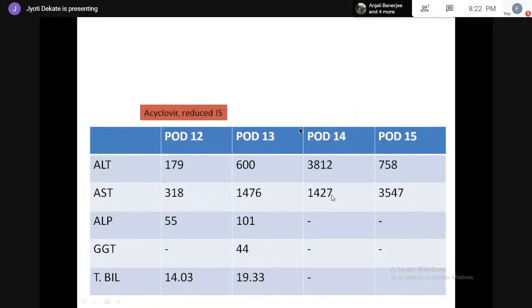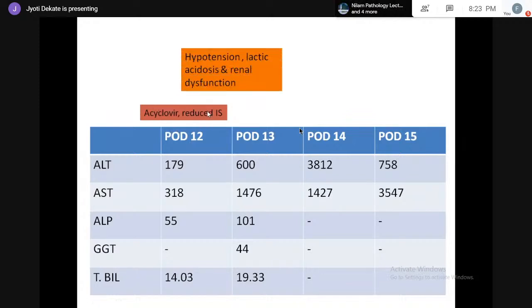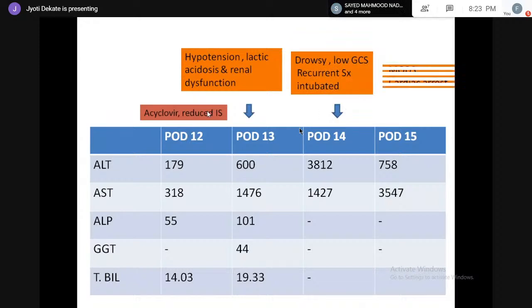Following the diagnosis, the patient was treated with IV acyclovir, and the immunosuppressant levels were reduced. However, this patient continued to have some systemic complications, and he succumbed to multi-organ dysfunction syndrome on day 15.